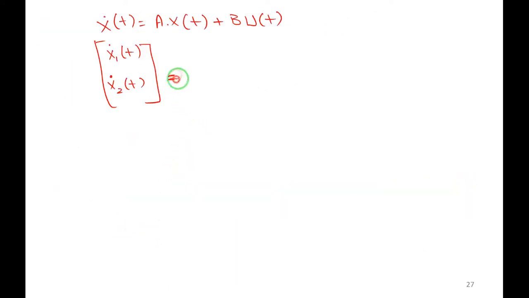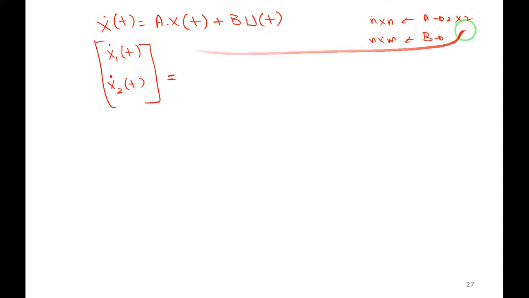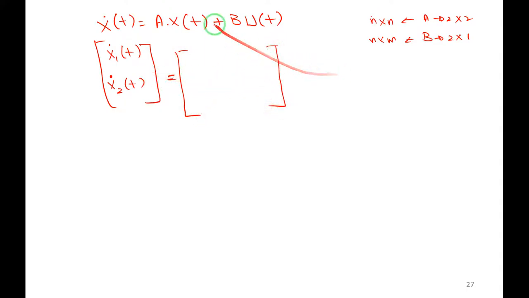It is equal to, what is vector A? We'll see. What is the order of A and B? State equations means n, and n is 2, the number of states. So A is n cross n, meaning 2 cross 2. B is n cross m. What is m? How many inputs are there? 1. So B is 2 cross 1. Then x of t.